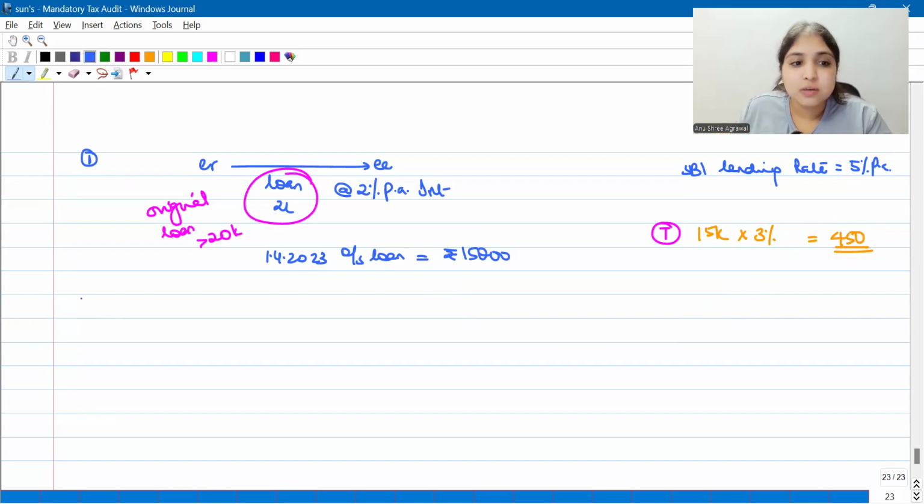All right. Now listen to my second situation. In the second situation, again, the employer gave a loan to the employee, okay? This loan was for 15,000 rupees only, okay?